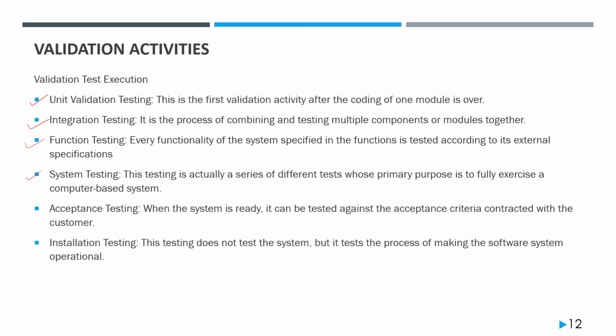Then system testing. This testing is actually a series of different tests whose primary purpose is to fully exercise a computer based system. Then acceptance testing. When the system is ready, it can be tested against the acceptance criteria contracted with the consumer. And finally, installation testing. This testing does not test the system, but it tests the process of making the software.